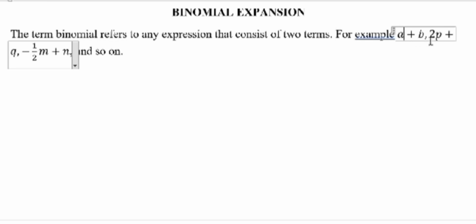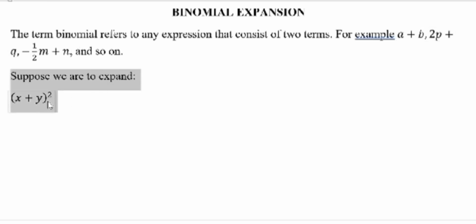So that's a binomial. Then this 2p plus q is also another binomial because the terms are two: we have 2p and a q. So those are a few examples of binomial. Now, if we have a binomial that we are supposed to expand, like x plus y squared, how do we work that out?